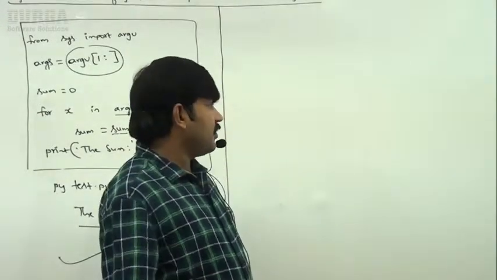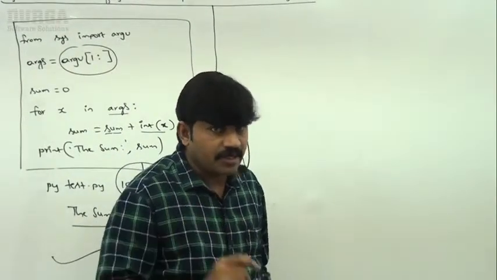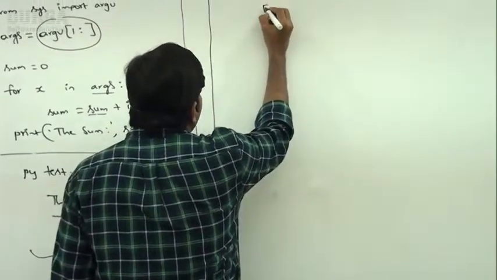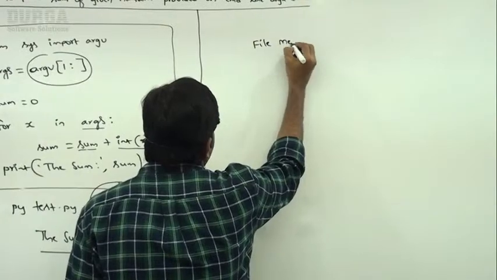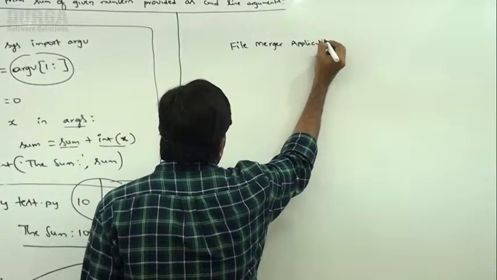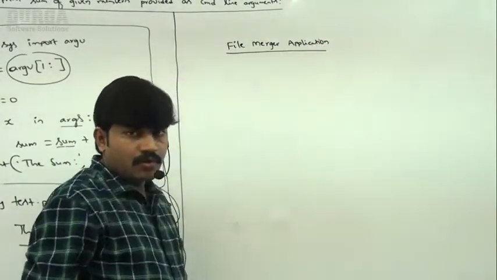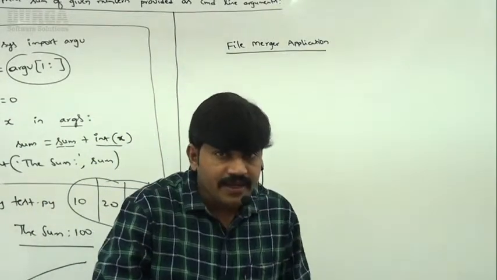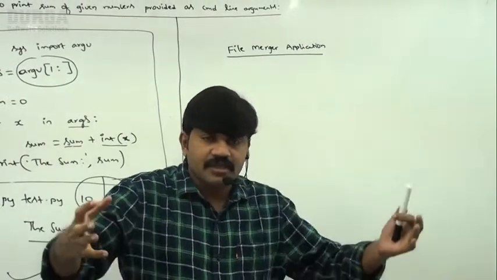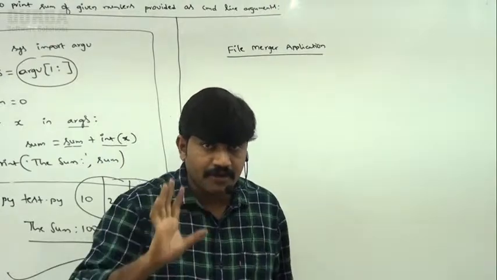A simple example I want to tell. What is the perfect use of command line arguments? Just observe. I want to develop a small file merger application. What is the application I'm trying to develop? A file merger application. I have two files. Read the data from the two files and merge the data present in the two files into a third file. This is my requirement, right?